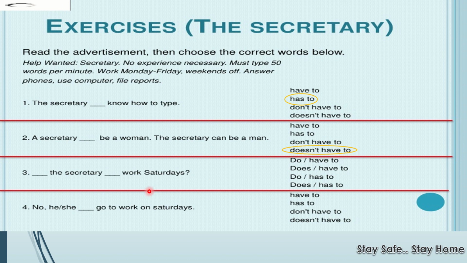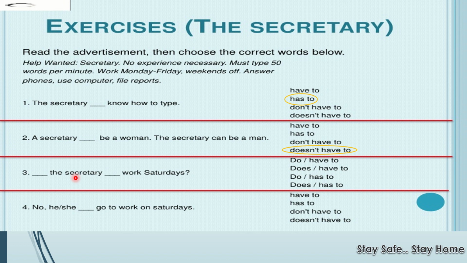Number 3. We have 2 blanks. Blank, the secretary. Blank, work Saturdays. And question mark. It's interrogative form. What do we start our interrogative form with? We start it with do or does.